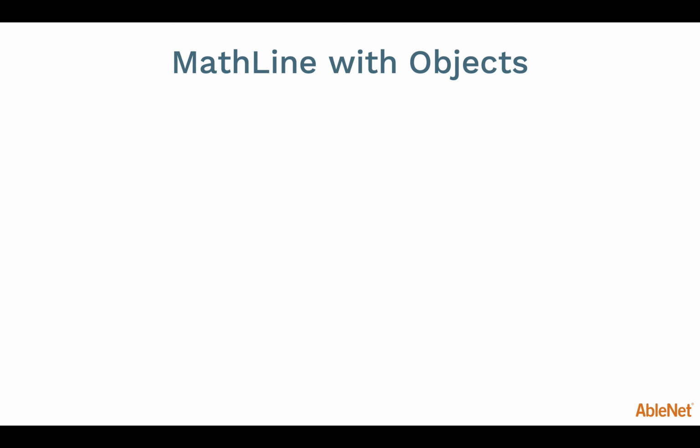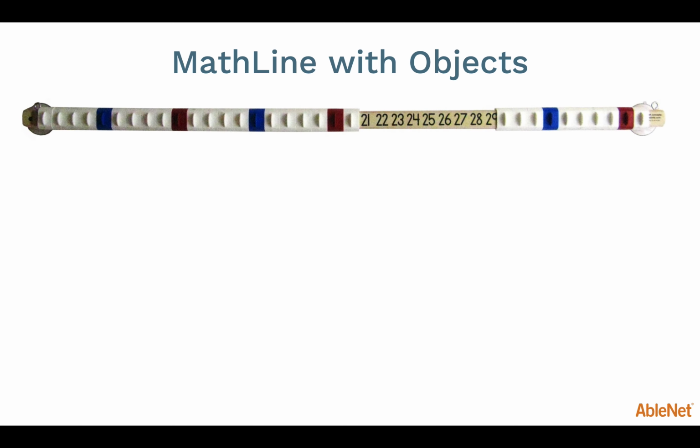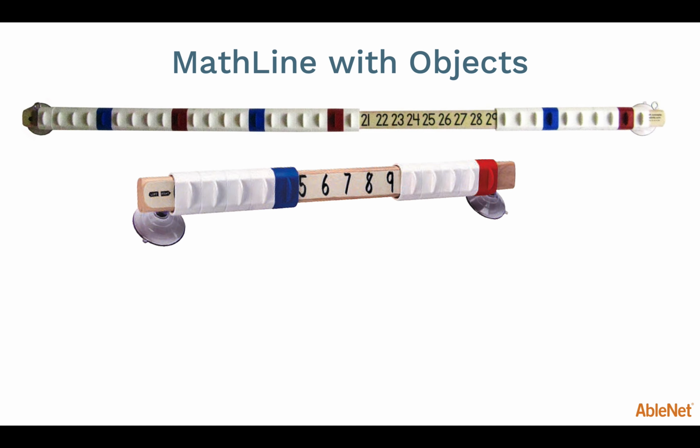In the Math Kit, there are 2 math lines, a large math line up to 31 and a smaller math line up to 10. The math line is a tool that supports counting, skip counting, adding, subtracting, multiplying, and dividing. We recommend placing small pieces of Velcro on your manipulatives as well as the MathLine tabs.